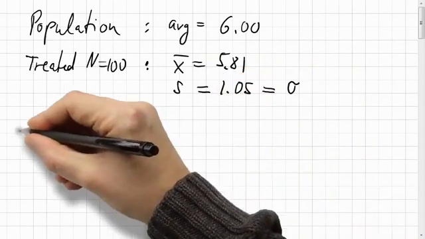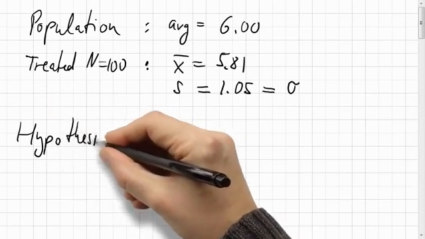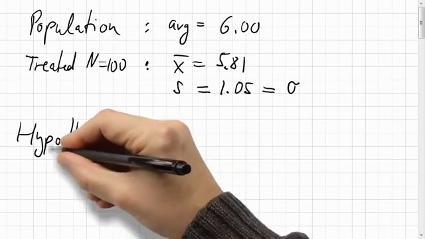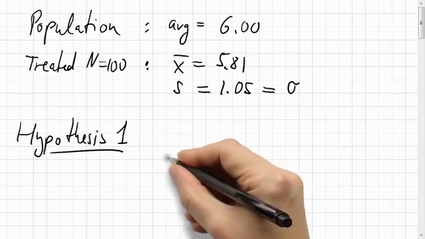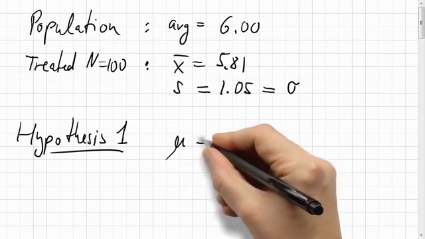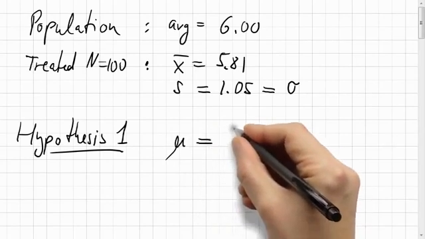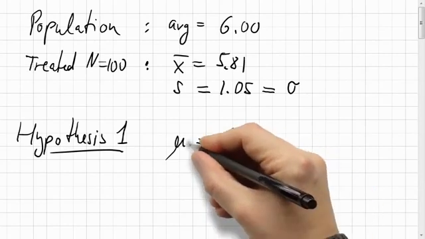the way to proceed in statistics is to form a hypothesis and try to reject that hypothesis. So let's form a hypothesis, namely the hypothesis that mu, the expected value of this blood level, still is 6.00, even after the treatment. Expected value means the average of millions and billions of experiments.